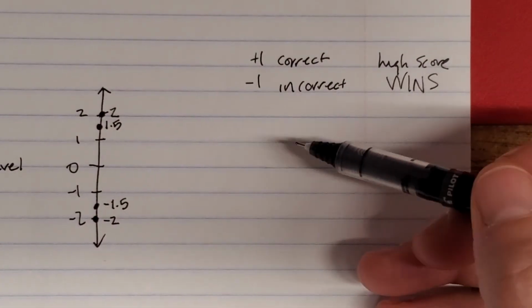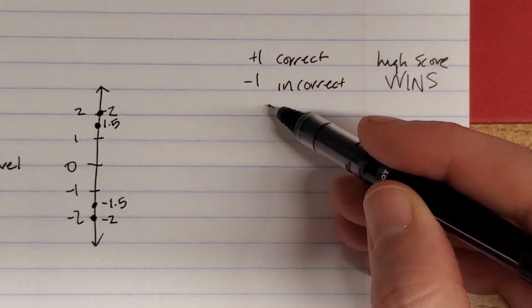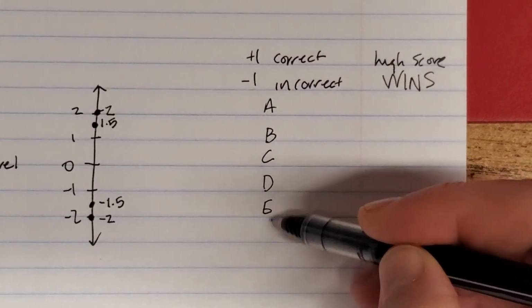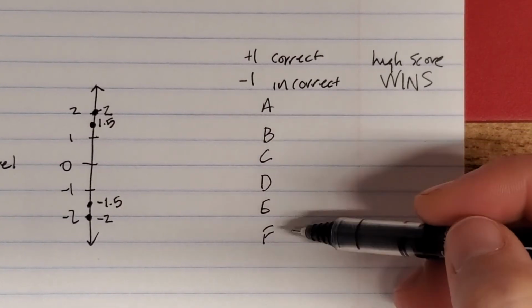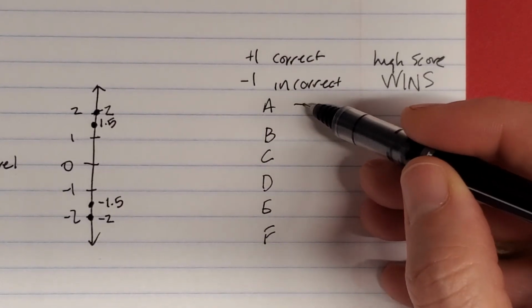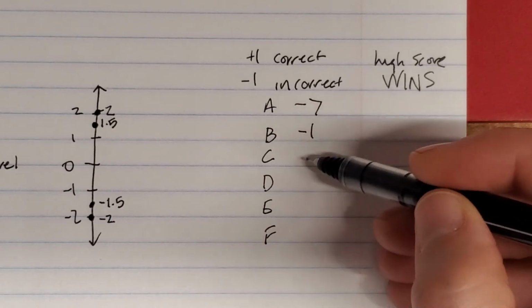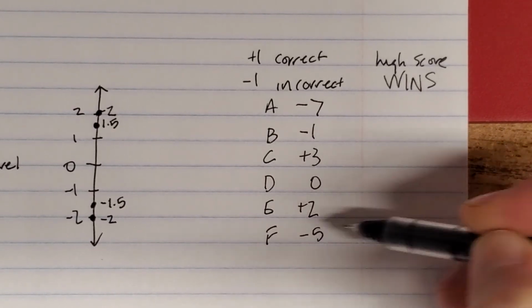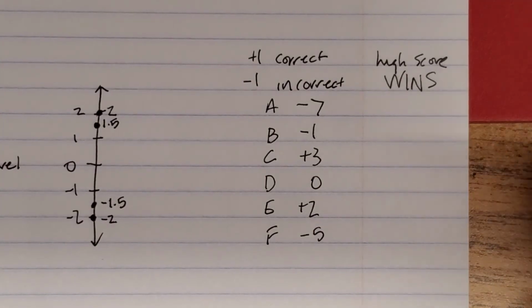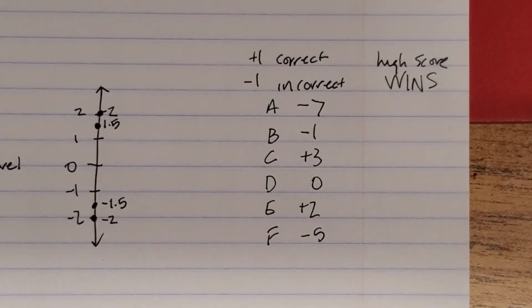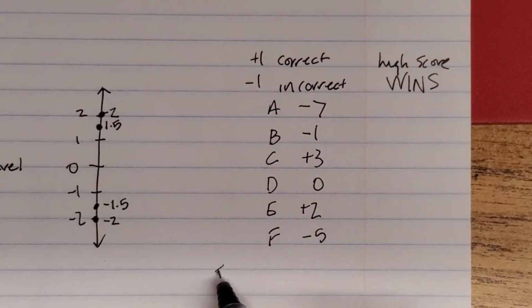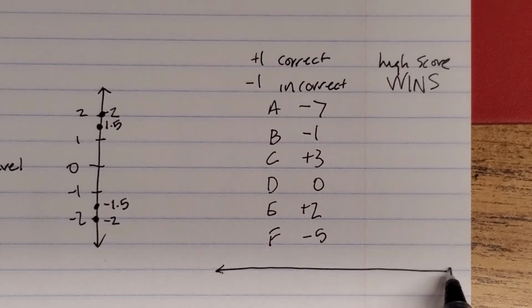So if we had, let's just say, player A, player B, C, D, E, and F. If we had these players and they had the following scores: -7, -1, +3, 0, +2, -5. How would we find out who wins? Well, we'd look for the biggest number. And if you're not sure because, well, integers are kind of tough, awesome. Let's just plot them on a number line real quick.